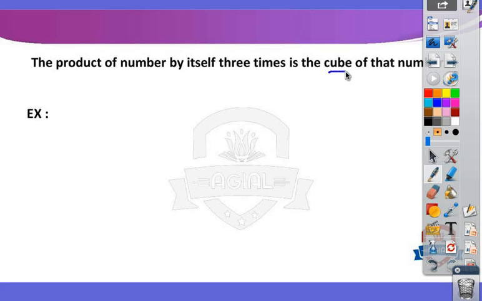The cube is the product of a number by itself 3 times. It's called the cube of the number.